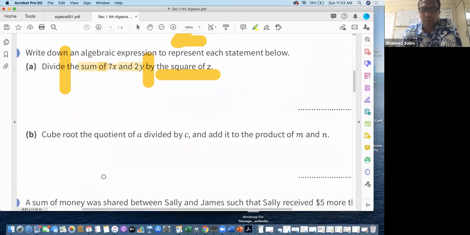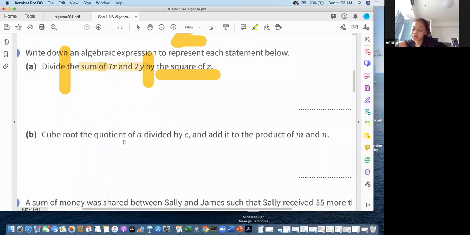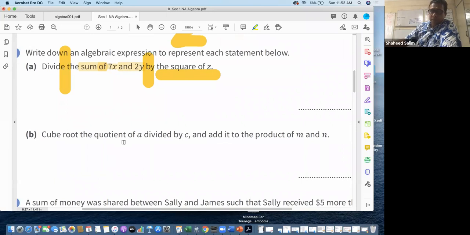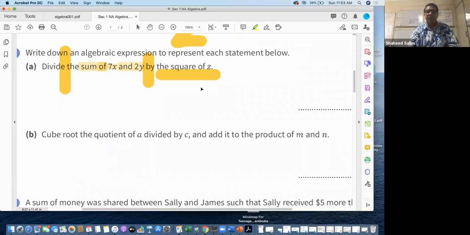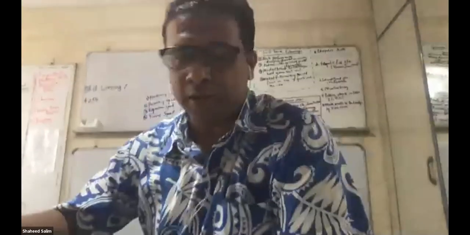What about the next one? Do you know what a quotient is? Do you know how to do it? Okay. What's your answer? Square root A over C plus M times N. Okay, can I see how you have written it, please? Can you just show me how you've written it?